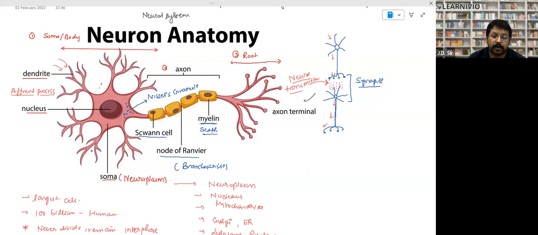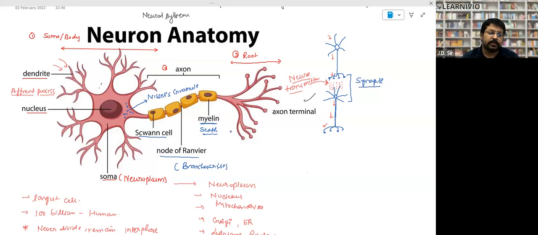Again, one more important point: myelin sheath may or may not be in neurons. It is not compulsory that myelin sheath should be in every neuron. It depends. If it is present, then the rate, or speed, of information flow will be more. But if it's not present, then it will be very slow, right?